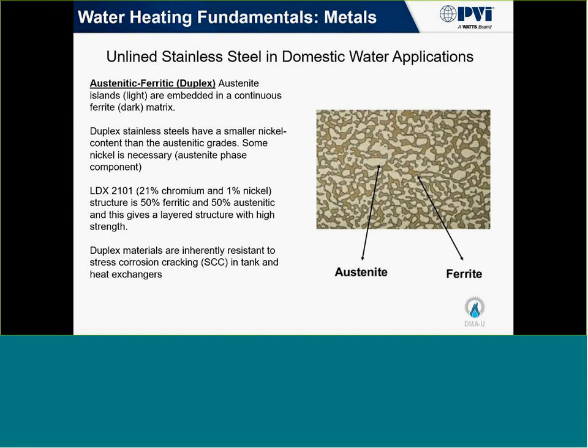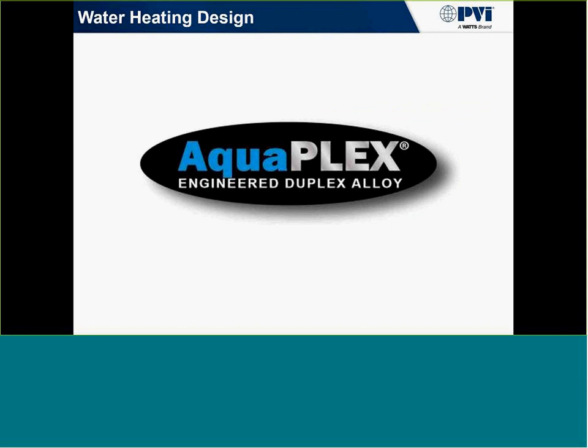Basically what this does is it takes all the benefits and features of 300 grade with regard to being able to manufacture it, mold it, and control it, and then also incorporates the added benefits of ferritic, which is going to be your resistance to stress chloride cracking in a domestic water heating type situation. Now PVI calls this Aquaplex, that's a trade name for it, but basically it is the alloy LDX2101.